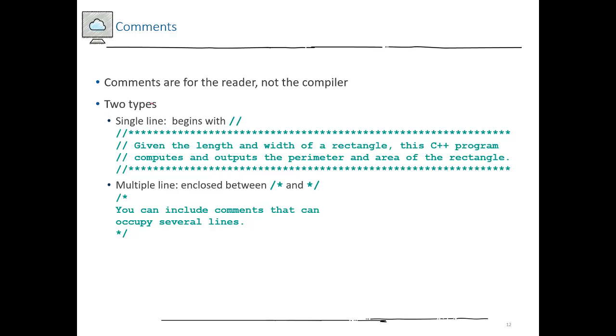Comments are for the reader, not the compiler. There are two types. A single line comment begins with double forward slashes.